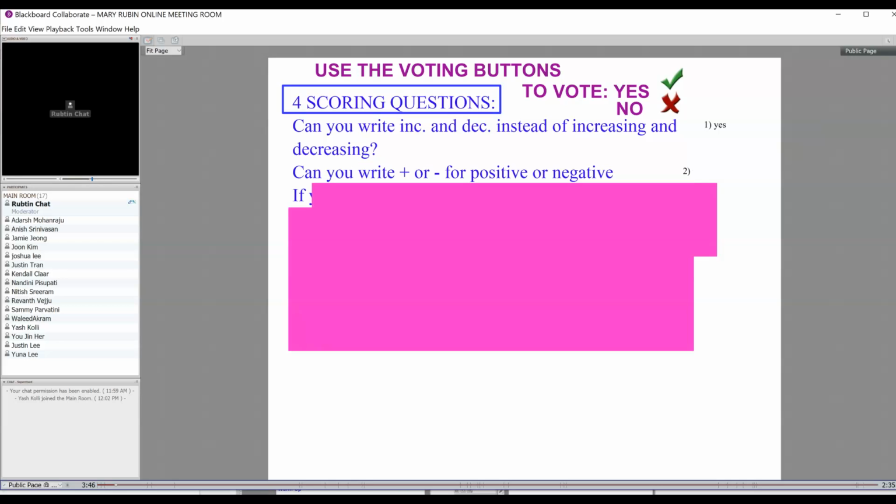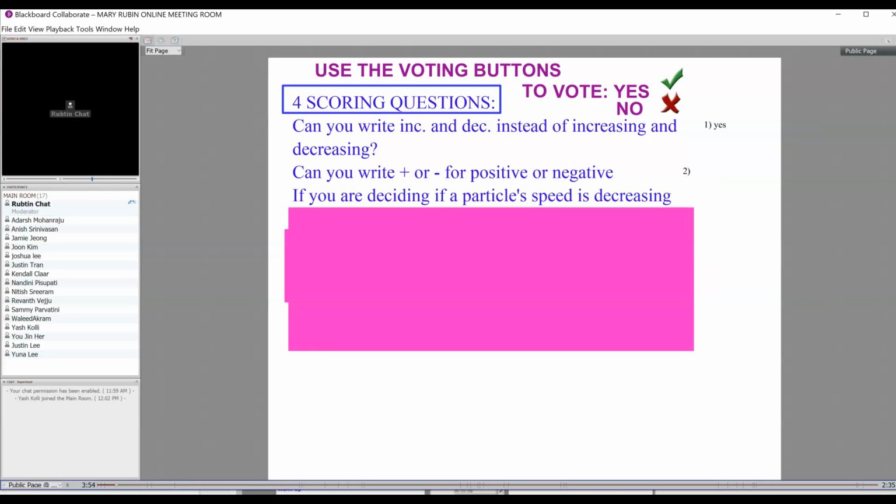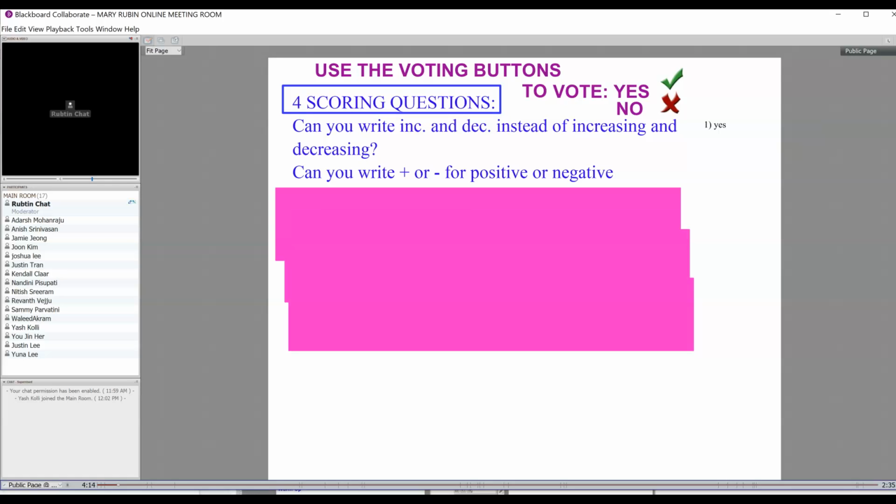Here comes the next question. Can you write plus or minus for positive or negative? Are you allowed to write plus or minus? I got all these. Okay. Let's see what you guys said.